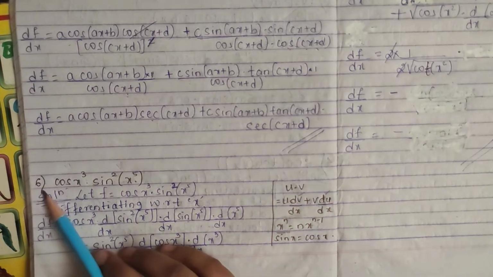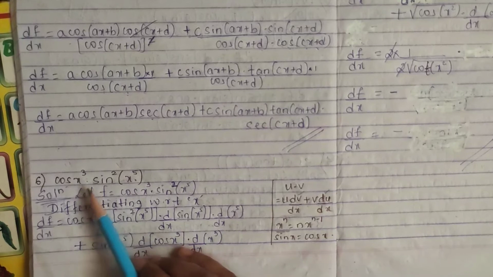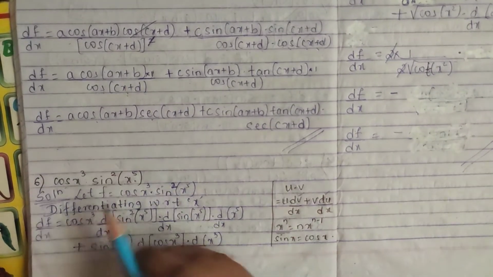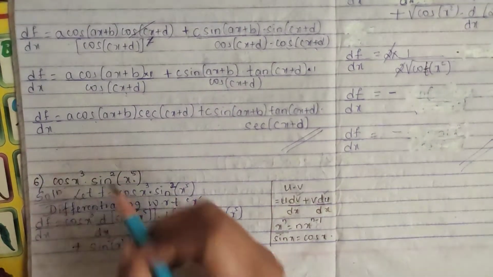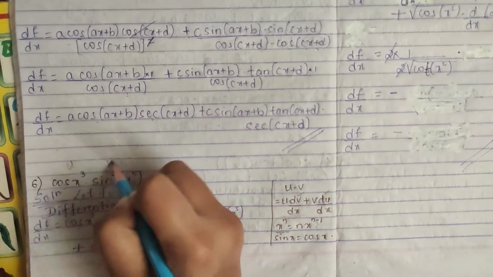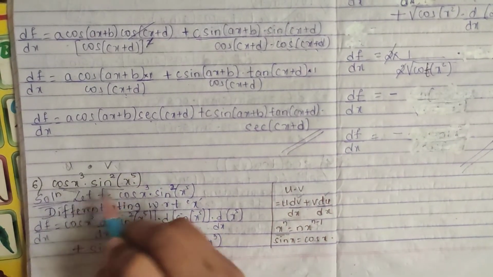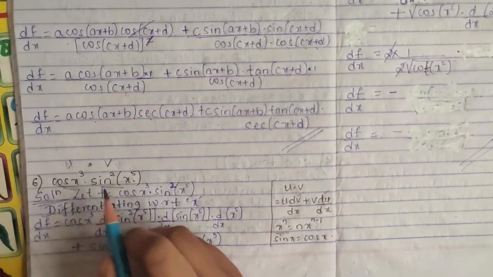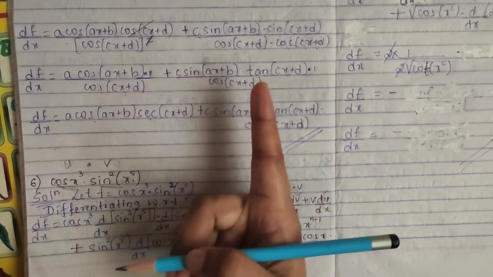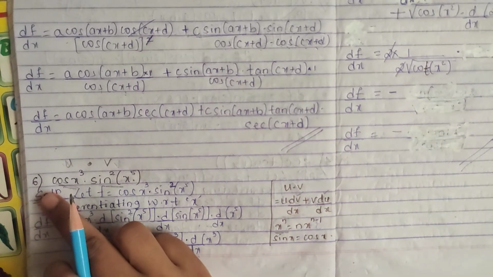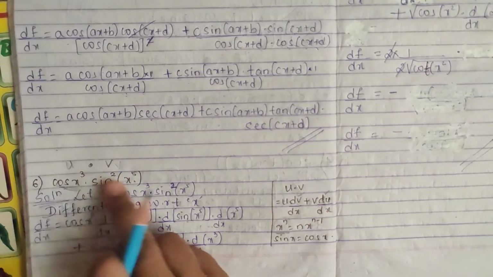We have next the 6th question, cos(x cube) into sin square of x raised to 5. This is in which rule? This is in our product rule, because here you see two terms are there, here and here. You have two functions, so this becomes our product rule. Above was your quotient rule, question number 5. Question number 6 is your product rule.